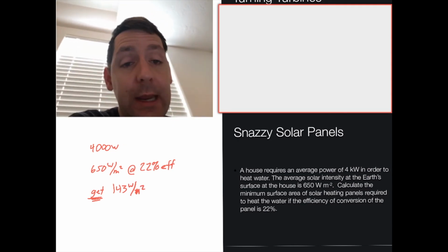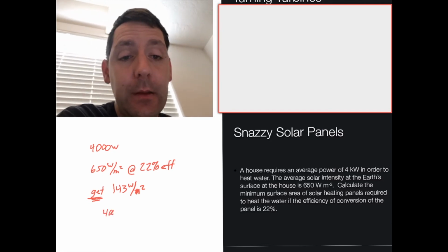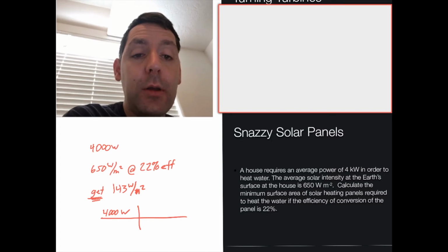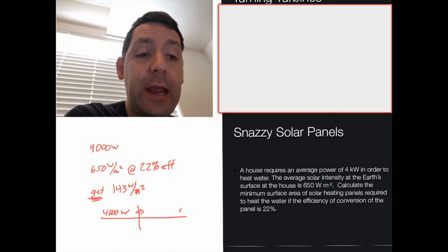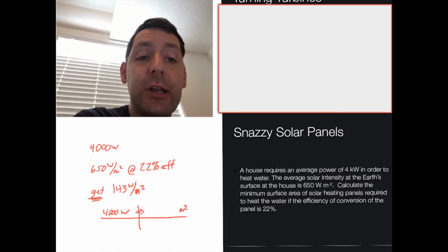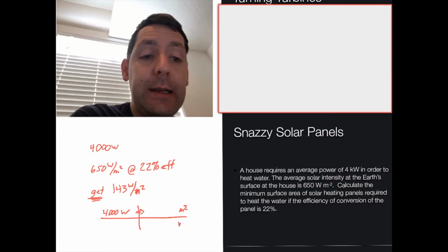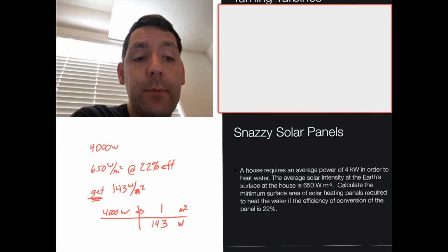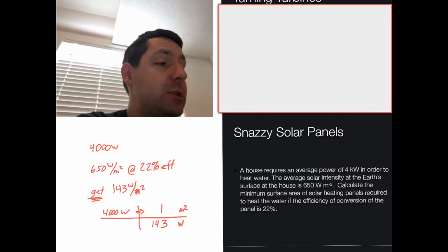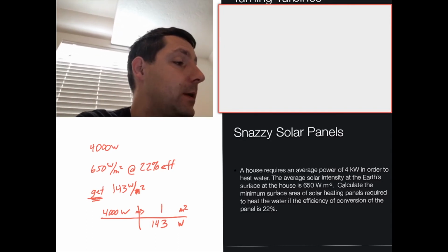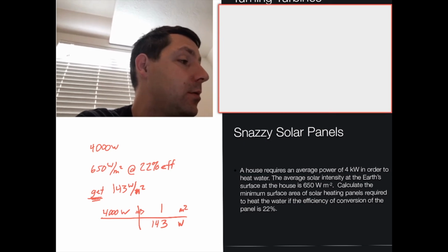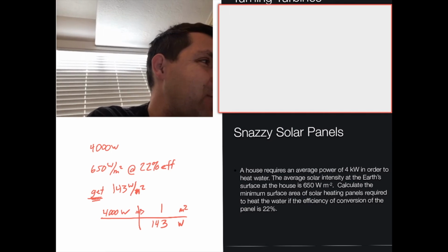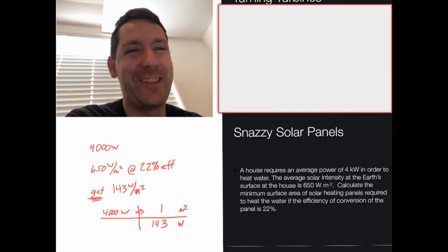And at this point, it is just a conversion, right? We know that we need 4,000 watts. I know that I want to turn that watts into an area. In order to turn it into an area, I need to divide by watts, and it tells me right there I get 143 watts for every meter squared. And so then I go 4,000 divided by 143.